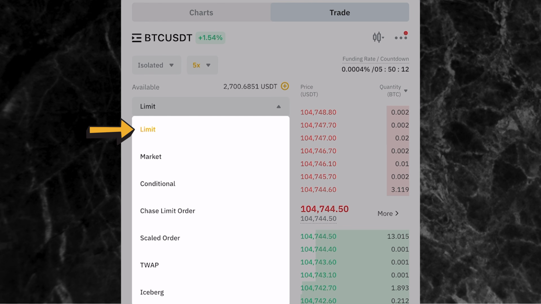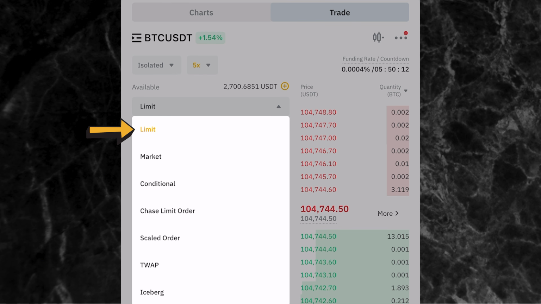So let me start with the limit order type. Now, limit order type is a kind of order type that allows you to set the price at which you want to enter a trade. So it means that you'll be the one to input the entry price for that trade. But market order type means that you want to enter the trade at the current price of the market. So whatever the current price of that coin is, that's the price at which you want to enter the trade. That's just the difference. So you can see it's simple.